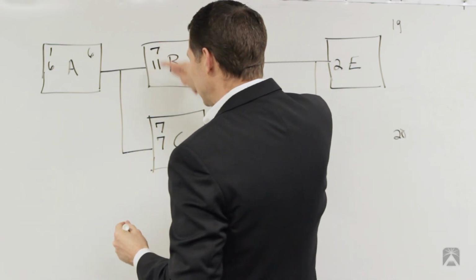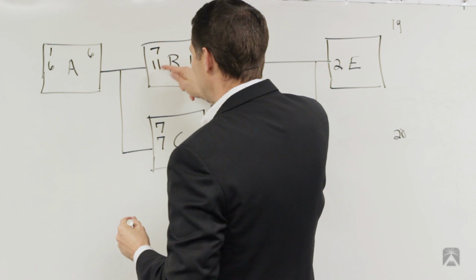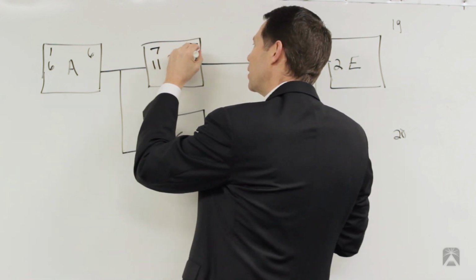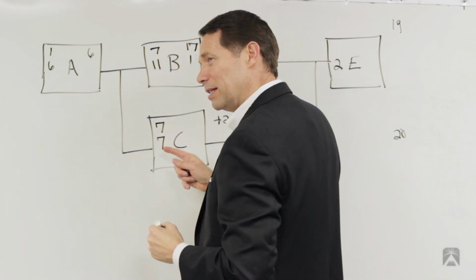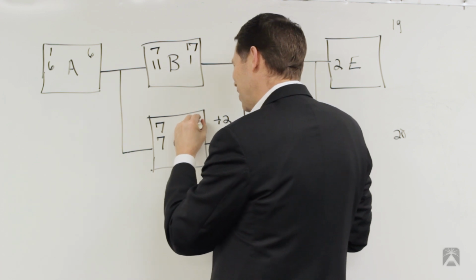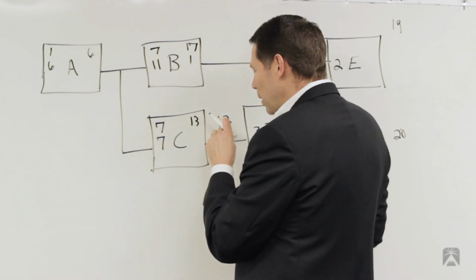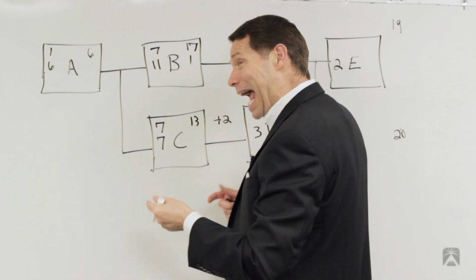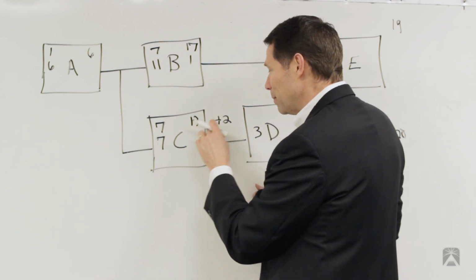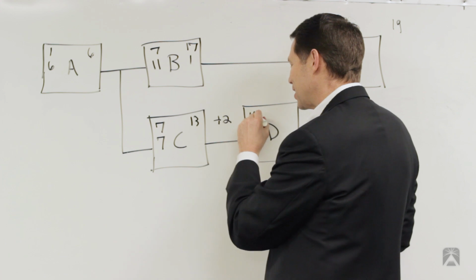Same thing. You add these together. So that'd be 18 minus 1 goes to 17. Add these together. That's 14 minus 1 goes to 13. Now here's kind of the tricky one. What you do is you take whatever the lag is, which is 2, and add yet another one. So I've got 13 plus 2 is 15 plus 1 is 16.